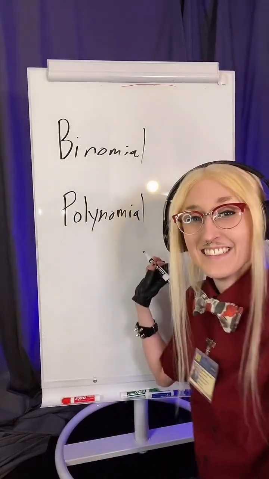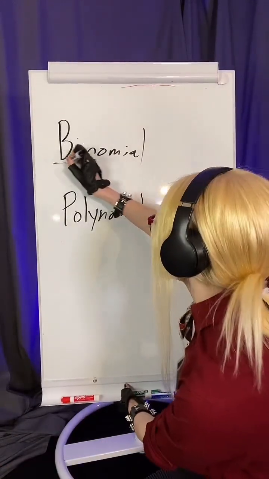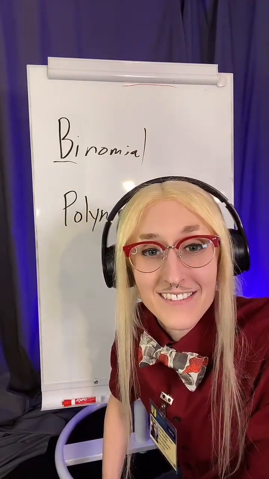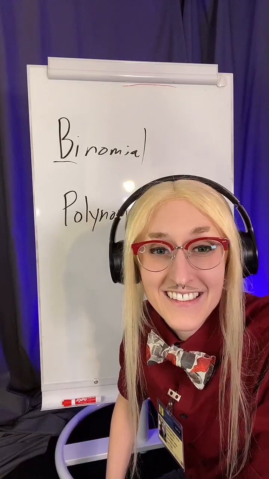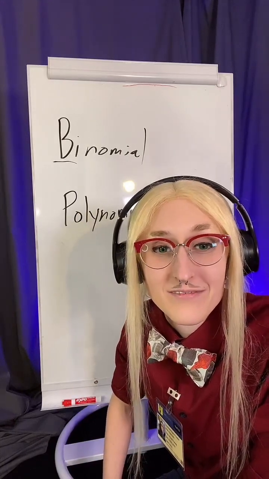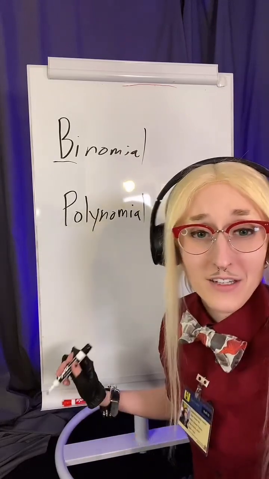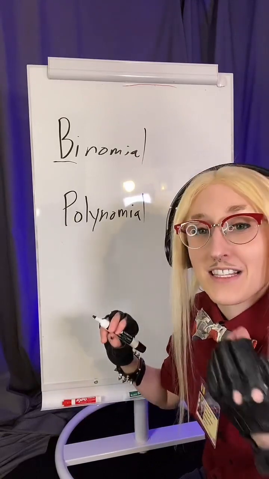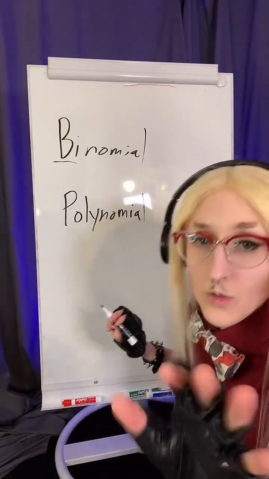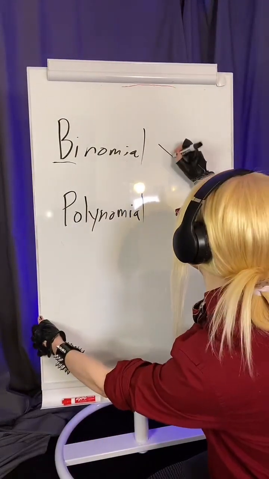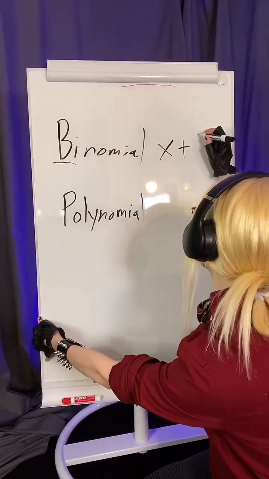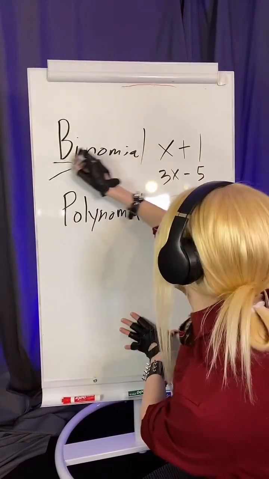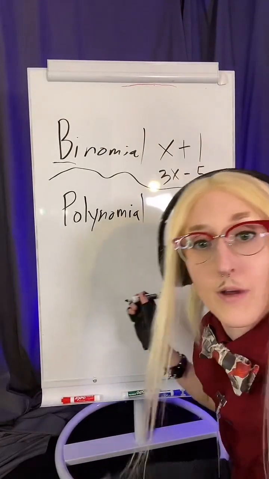Well, we know what bi means. What does bi mean? Two. It means two. A binomial is something that has a variable in it, like an x. I know we don't like to talk about our x's, it's okay. So it's anything that has two things in it, like x plus 1, 3x minus 5. Those are all beautiful binomials. They got that 2 going on.